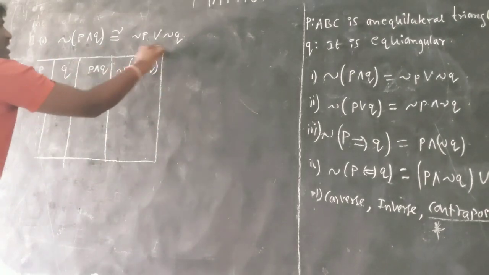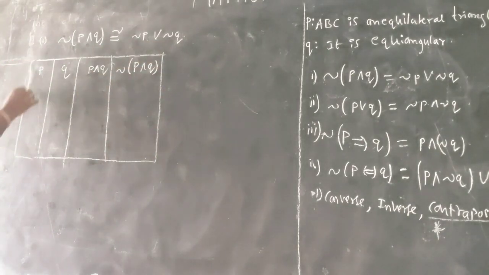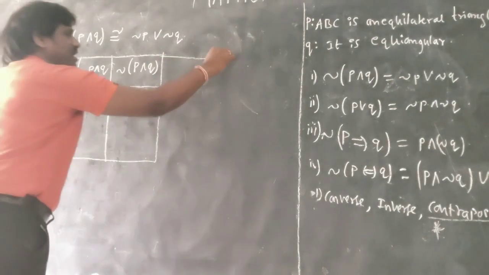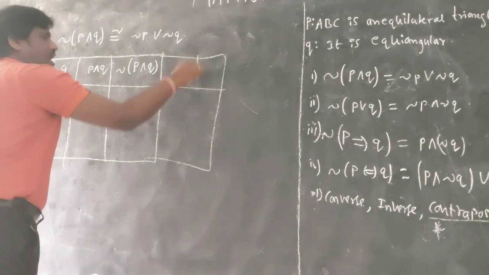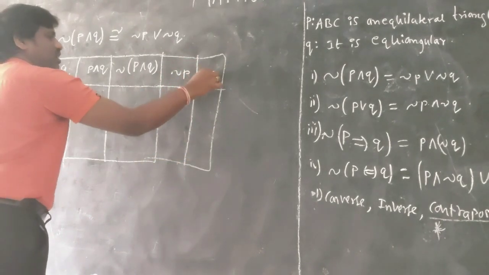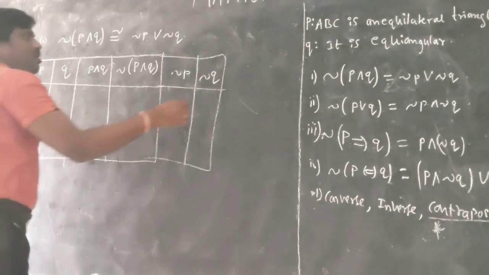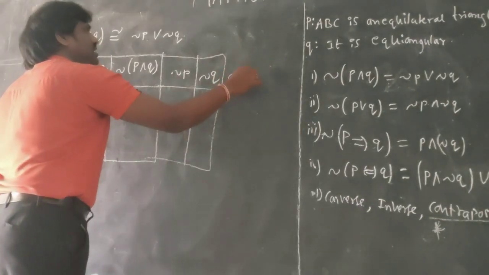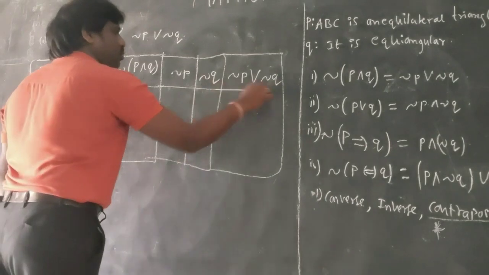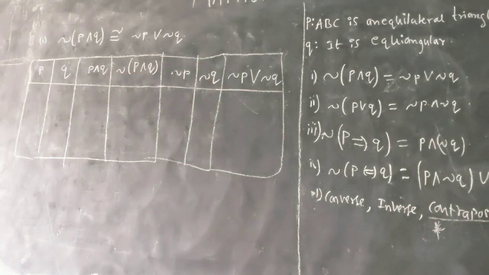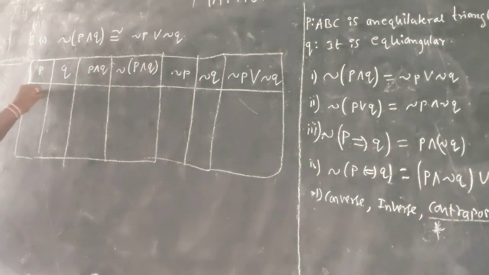Okay, let's go for the right part. What do you have on the right side? You have a statement negation P and another statement negation Q. Then write down the whole right part: negation P or negation Q. We wrote this in the box. Hope you understand. Now we write the truth table: T, T, F, F, T, F, T, F.